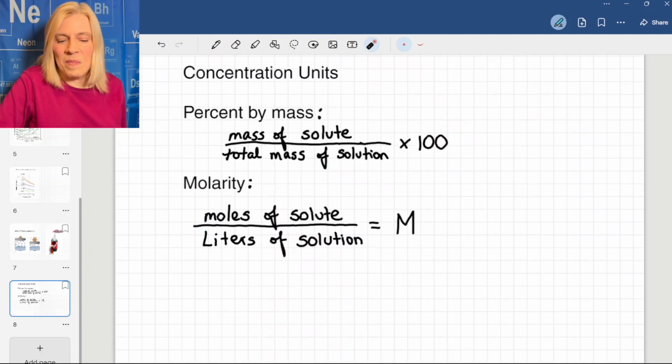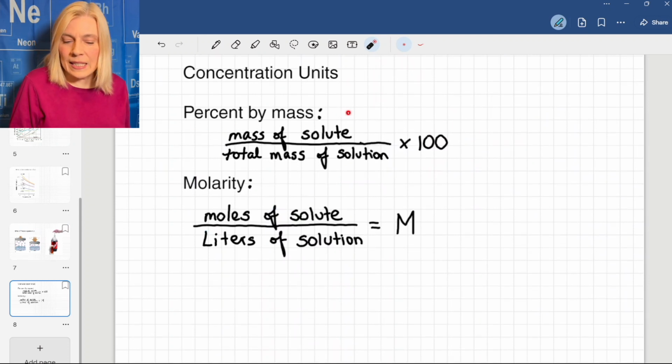Okay, let's quickly talk about concentration units that we use for solutions. One of the units we use is percent by mass. That's the mass of your solute over the total mass of solution, not the mass of your solvent, multiplied by 100. That's your percent by mass. And we also use the very important molarity, which is the chemists' unit for solutions. Moles of solute over liters of solution is big M. So I call it moles over liters, moles over volume. It's my molarity.